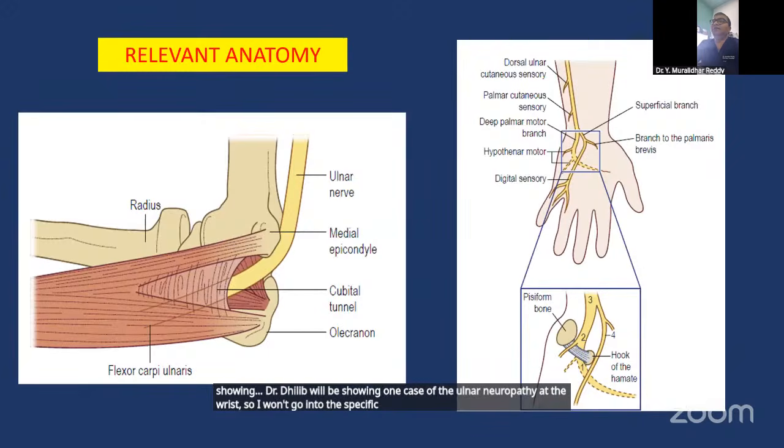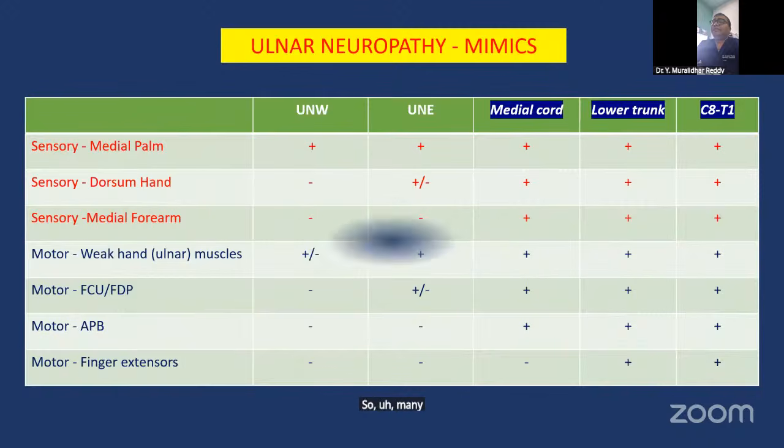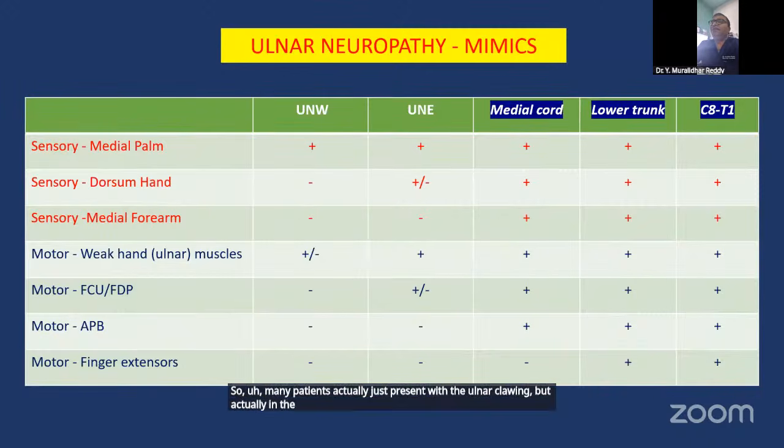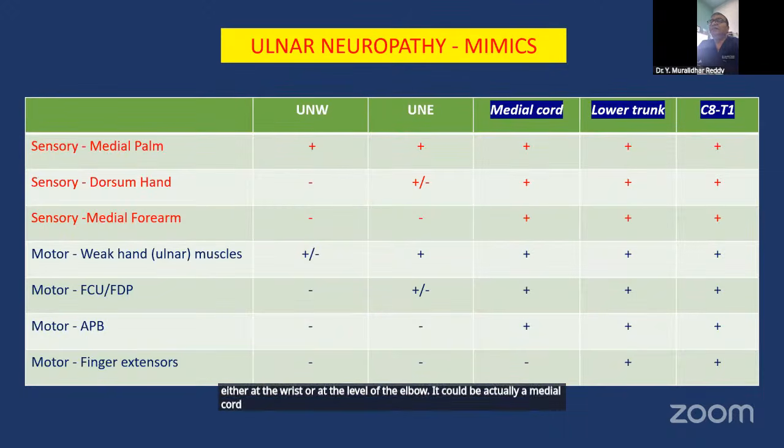Many patients just present with ulnar clawing, but in the clinical scenario we have to differentiate it from medial cord, lower trunk and C8-T1 lesions. Just like foot drop is not always equal to common peroneal palsy, ulnar clawing is not always equal to ulnar neuropathy, either at the wrist or at the level of the elbow. It could be a medial cord, lower trunk or C8-T1 root or segmental disease also.